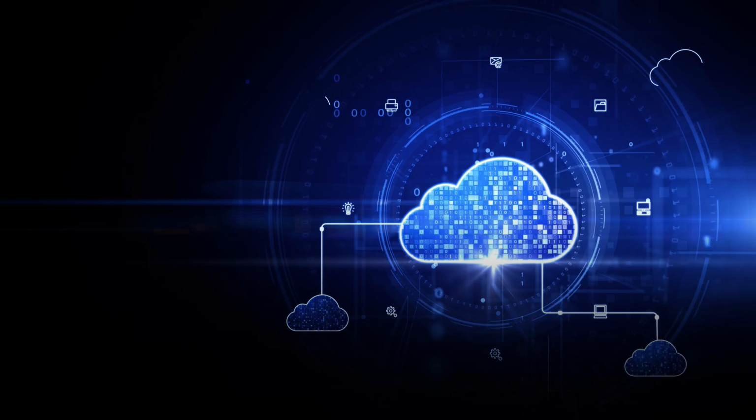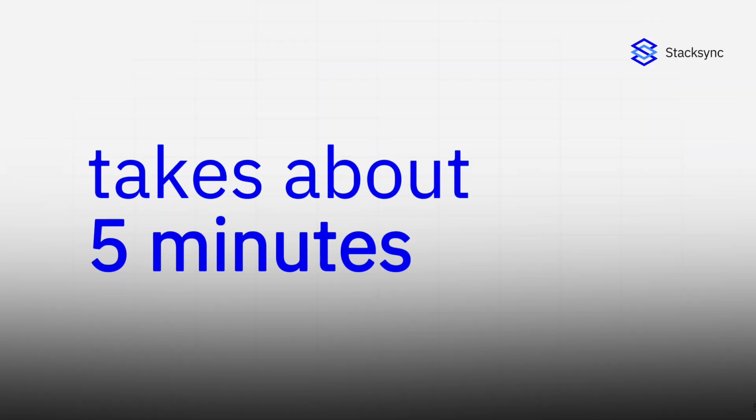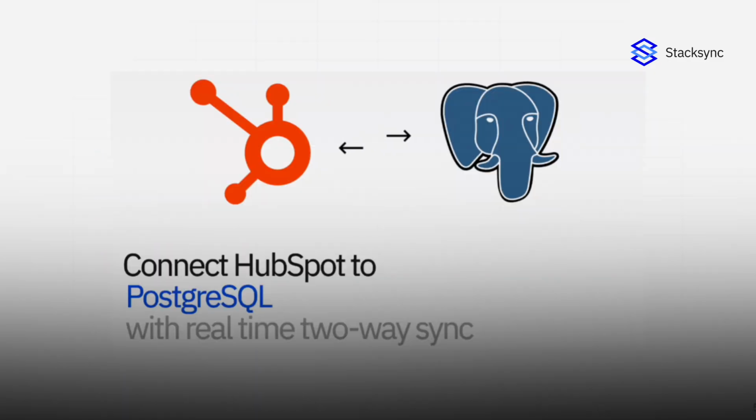And you keep using HubSpot as your CRM. Nothing changes for your sales team. They work in HubSpot. Your data team works in SQL. Both see the same data. Let me show you how to set this up. Takes about 5 minutes. We are going to connect HubSpot to Postgres using Stacksync. Real-time sync, bi-directional, so changes flow both ways.